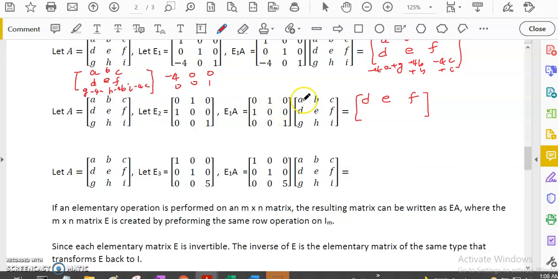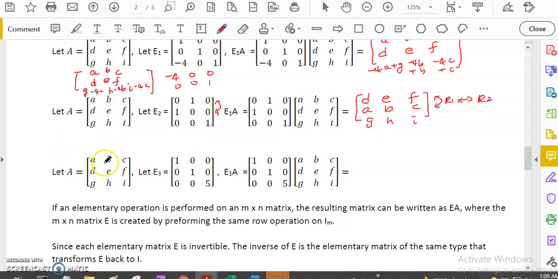This second row multiplied by the first column will be A. You can see A, B, C. And then the last one is G, H, I. You can see that when I swap the identity matrix and then use this elementary matrix to multiply to the original matrix, it is as if I'm swapping row 1 and row 2. So that means this matrix helped me to do the swapping.